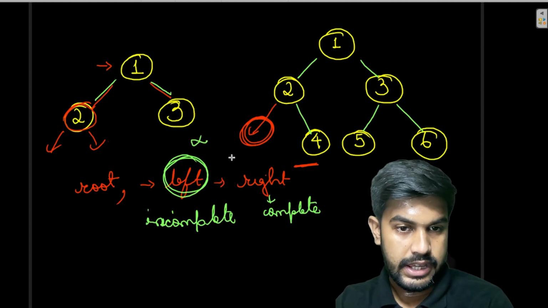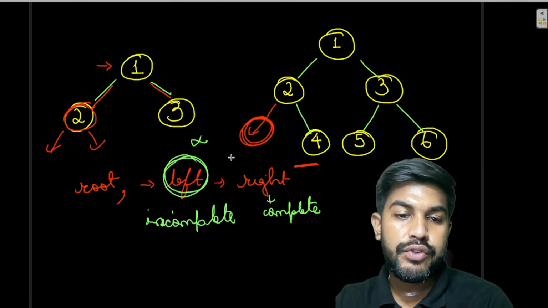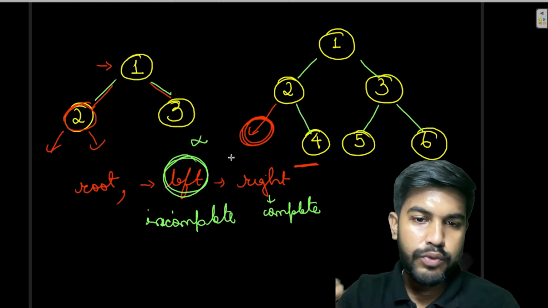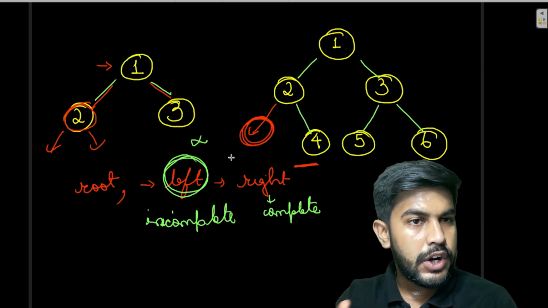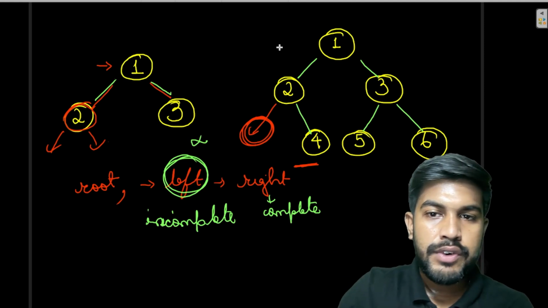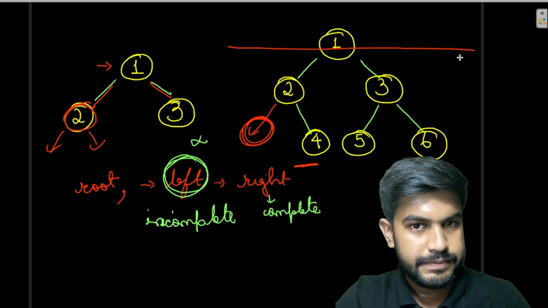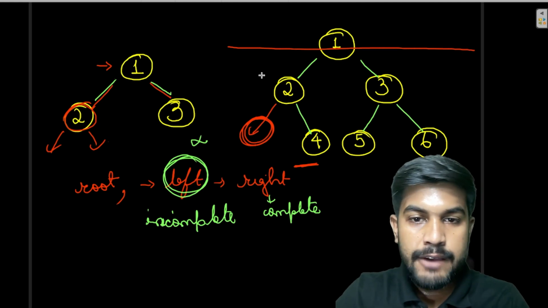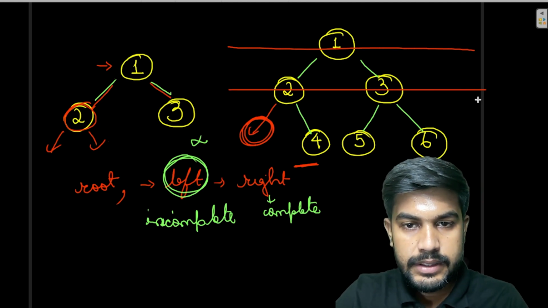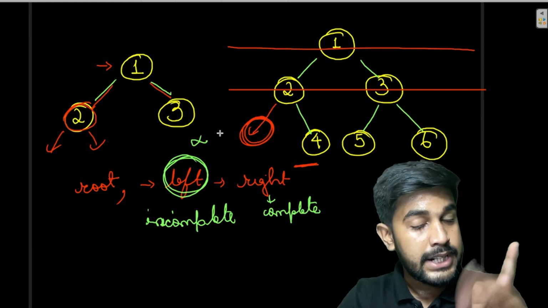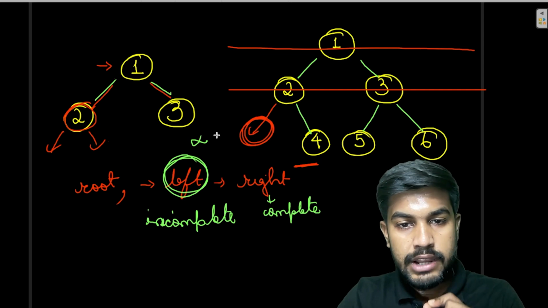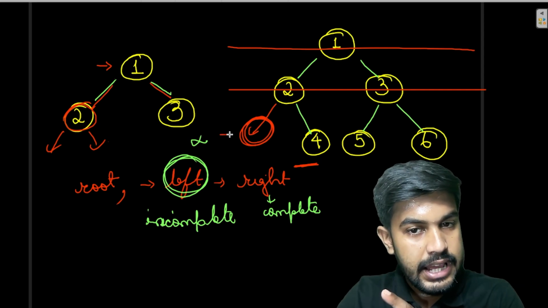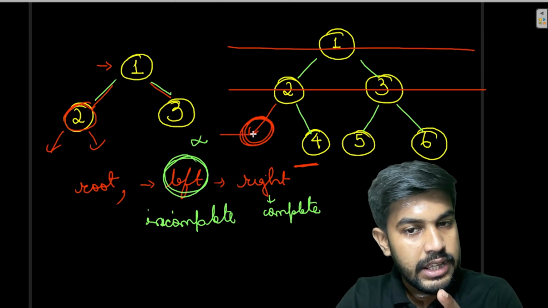What I meant to say is, I would first go to the left-hand side, then move to the right-hand side, doing a level order traversal. Why level order traversal? Because I would first visit the first level, then the second level, and I would start from the left-hand side. Remember it, I would start from the left-hand side.